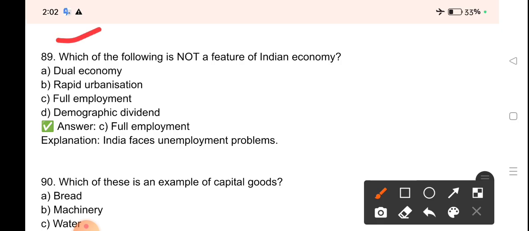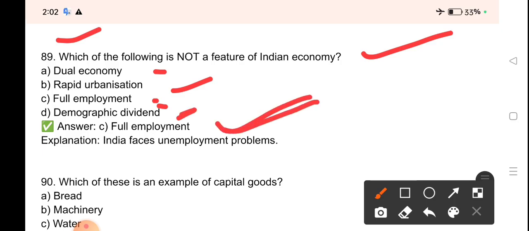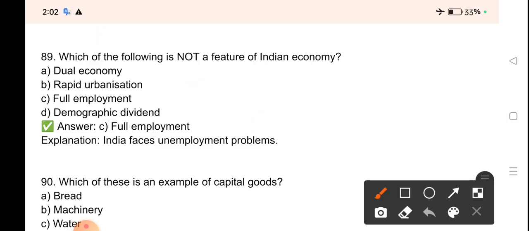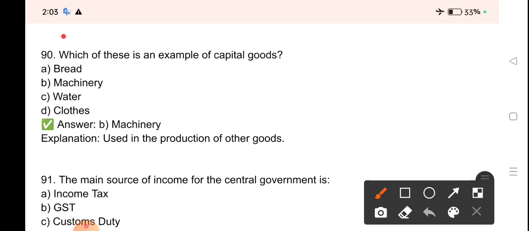Which of the following is not a feature of Indian economy? Dual economy, rapid urbanization, full employment, demographic dividend. Full employment is not a feature of Indian economy, but dual economy, rapid urbanization, and demographic dividend are features of Indian economy. India faces unemployment problems.